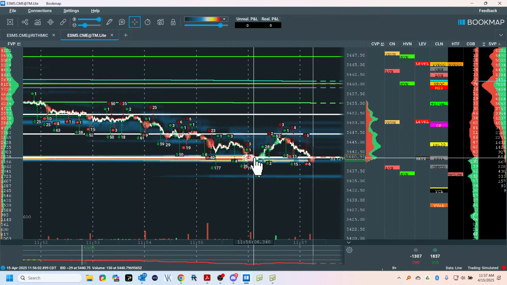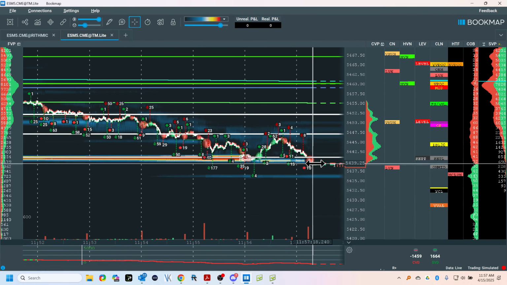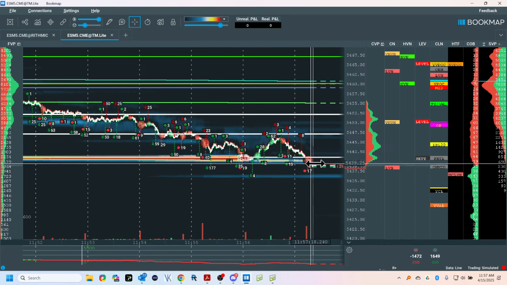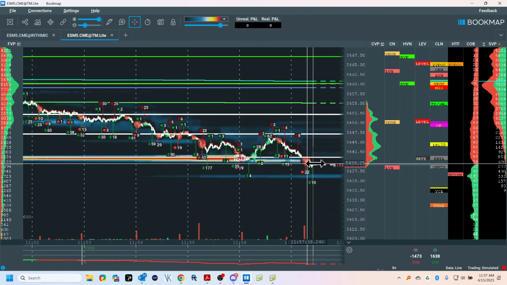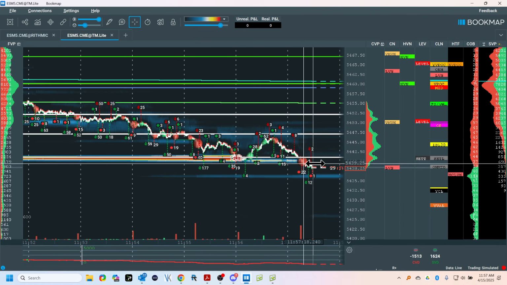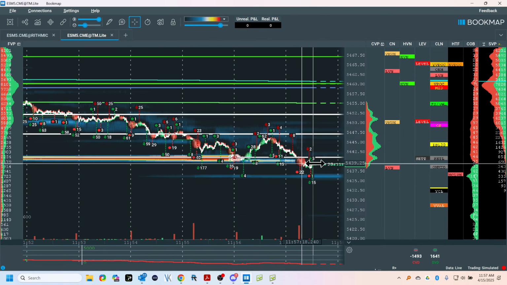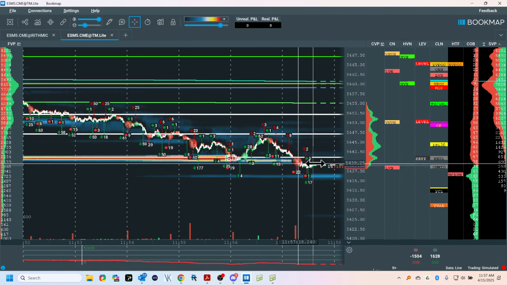So this sets up a potential trigger. Now we want to see the behavior. Are the sellers still hitting it, or are we going to find our buyers here? Let's watch. Still seeing the sellers. Sellers are still doing a good job here. We need our buyers. If we're going to go up, they got to kind of show up in here, or else we're not going anywhere.